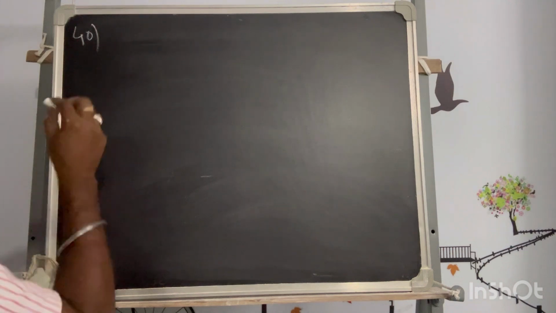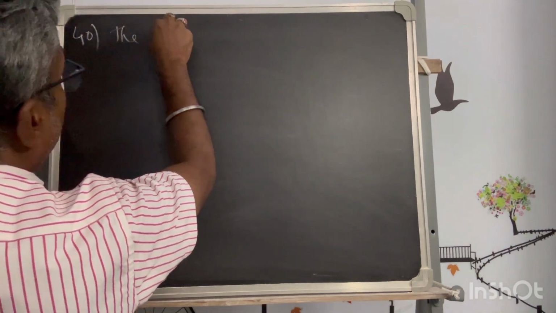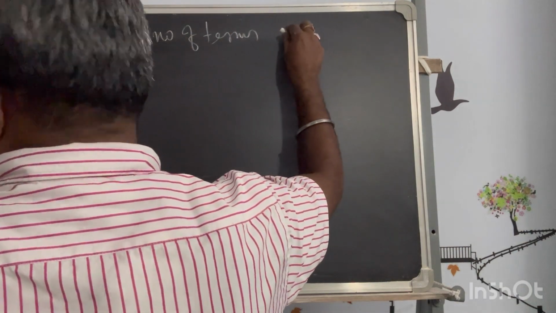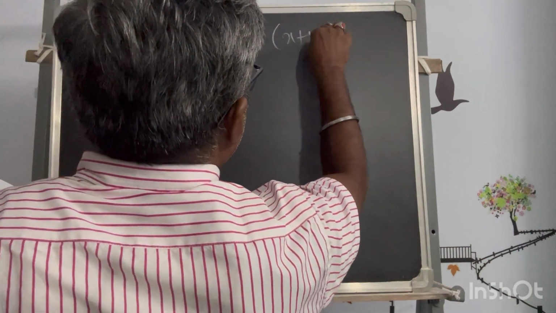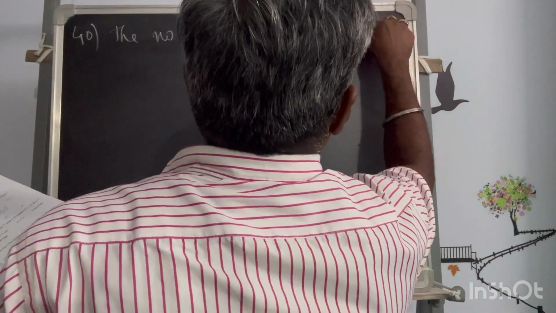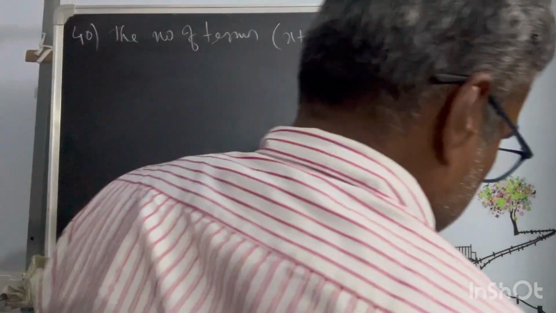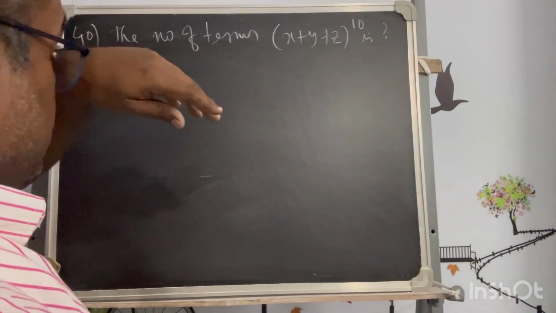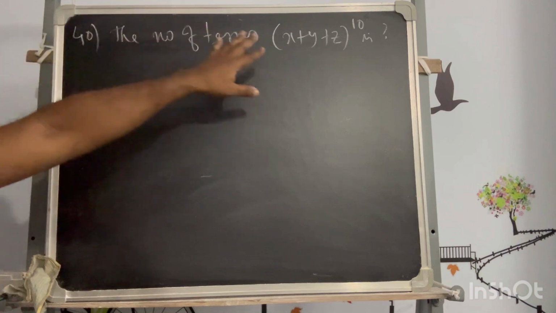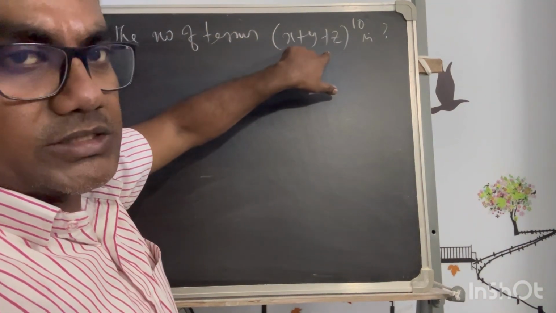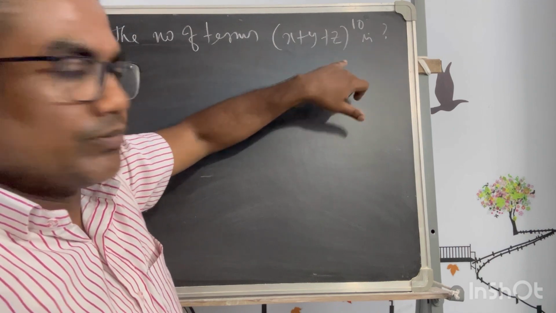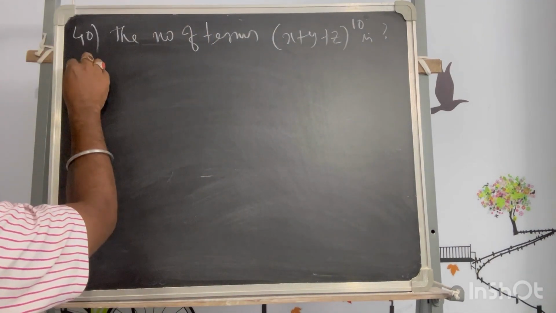The number of terms in (x plus y plus z) whole to the power 10 is how much? This is something different from the problem I described earlier, because here these are distinct terms. There is no relation between these three variables.